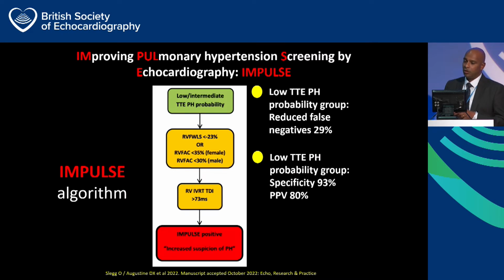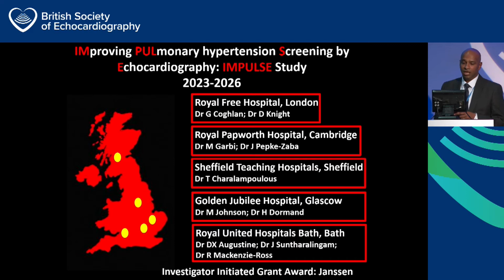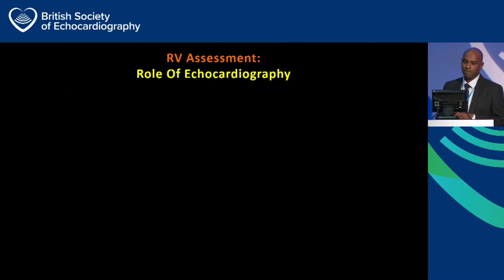We found that in the low TTE probability group, the specificity was 93% and the positive predictive value was 80%. And in the intermediate group, the specificity 82% and the positive predictive value of this algorithm 86%. We've been awarded an investigator-initiated grant, so we'll be doing a prospective study from next year, collaborating with Royal Free, Papworth, Sheffield and Glasgow, not just to look at the markers from this algorithm, but other markers as well.